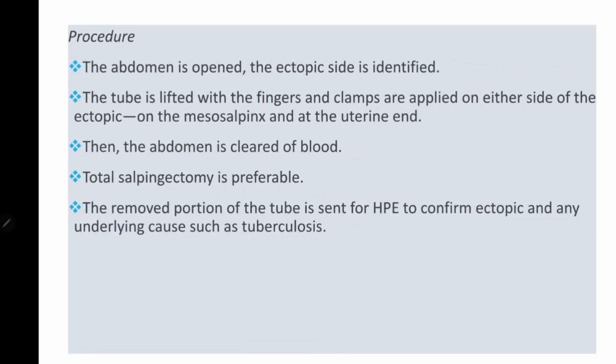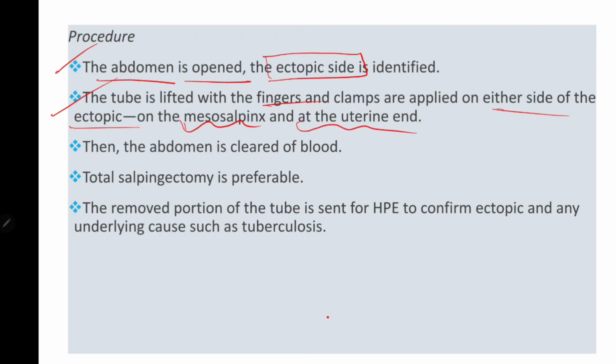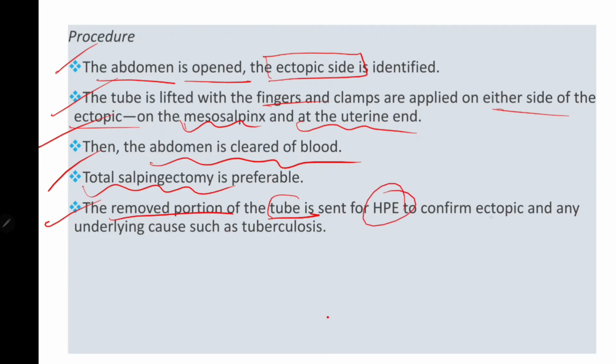So let's look at the procedure. The abdomen will be opened and the ectopic side identified, and the tube is lifted with the fingers, and then clamps are applied on either side of the ectopic on the mesosalpinx, one at the mesosalpinx, another at the uterine end. Then the abdomen is cleared of blood. Total salpingectomy is generally preferred. The removed portion of the tube is sent for histopathological examination to confirm an ectopic and any other underlying cause such as tuberculosis.